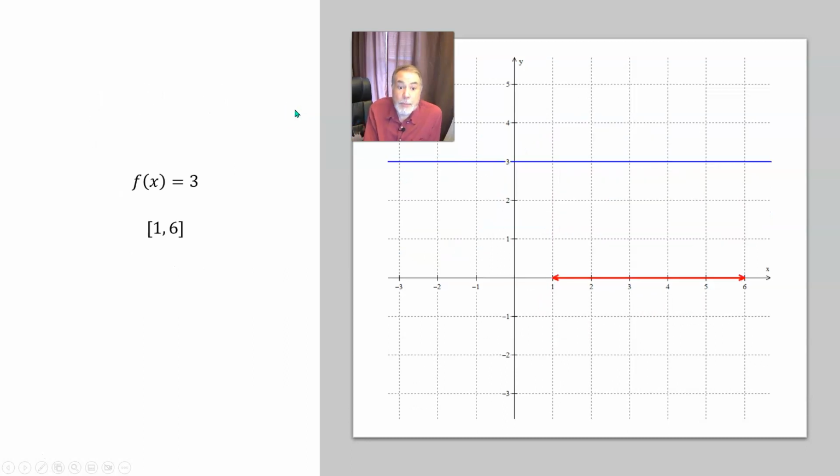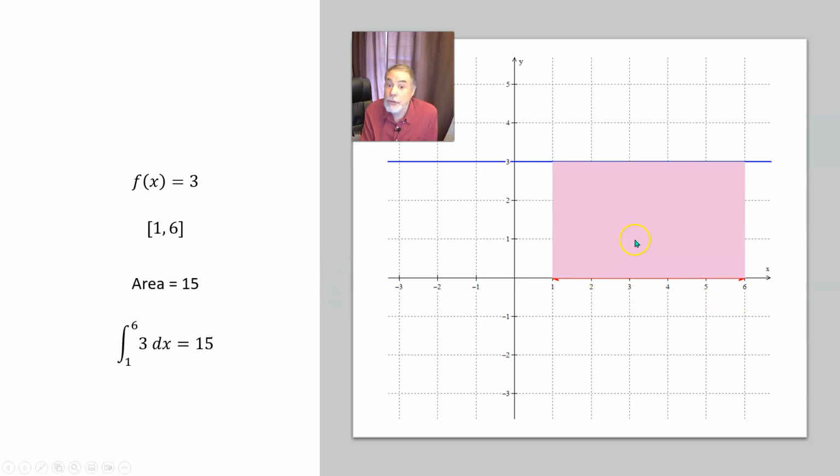So one really simple, basic example to give you the idea, suppose our function is the constant function f of x equals 3. So no matter what you plug in for x, you always get 3 out for f of x. So the graph of that function is just a horizontal line that goes right straight across. And suppose the interval we're considering is the interval from 1 to 6. In that case, the area under the curve, the area between the x-axis and the graph of that constant function, would look like this. It would just be a rectangle.